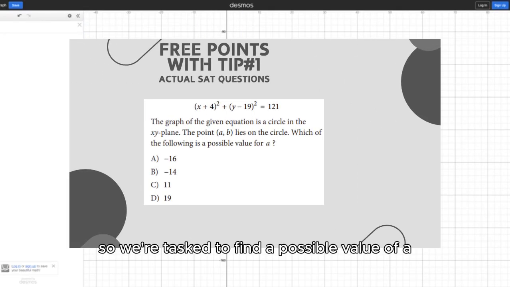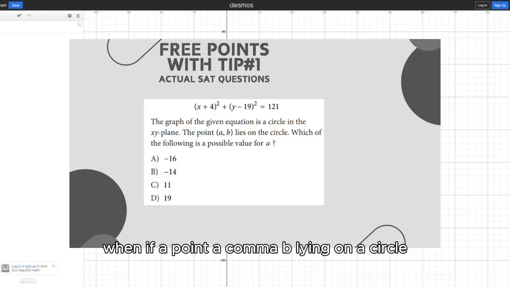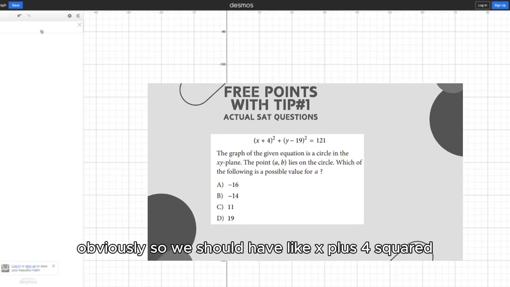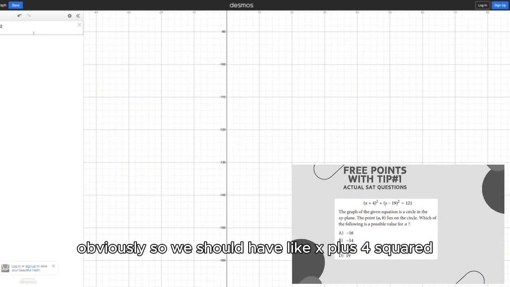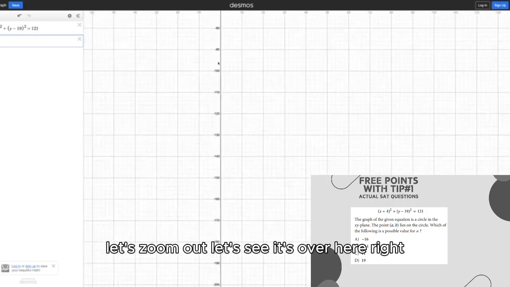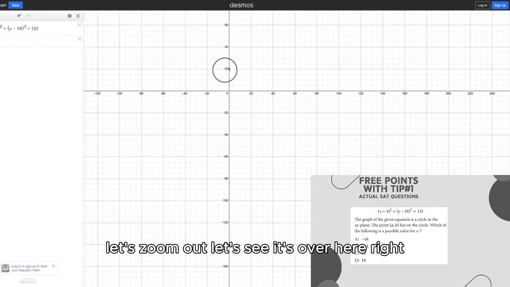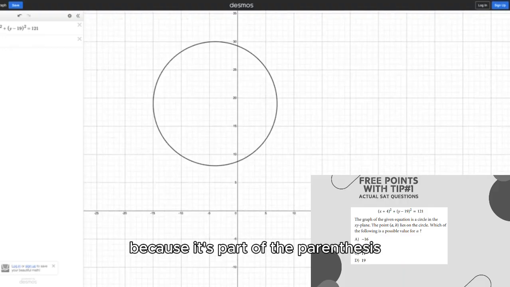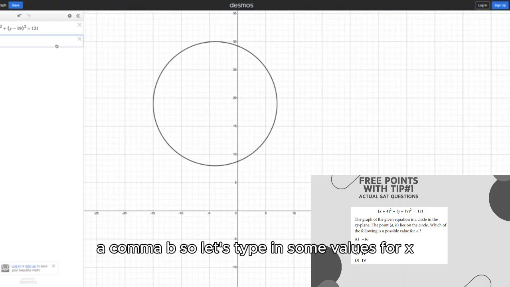Alright, so this problem is kind of a combination of everything we had before. We're tasked to find a possible value of A when we have a point (A, B) lying on a circle. So our first instinct here should be to graph the circle, obviously. So we should have (x plus 4) squared plus (y minus 19) squared equals 121, right? So where's the circle at? Let's zoom out. It's over here, right? So we know A is going to be the x value because it's the first part of the parentheses (A, B). So let's type in some values for x.